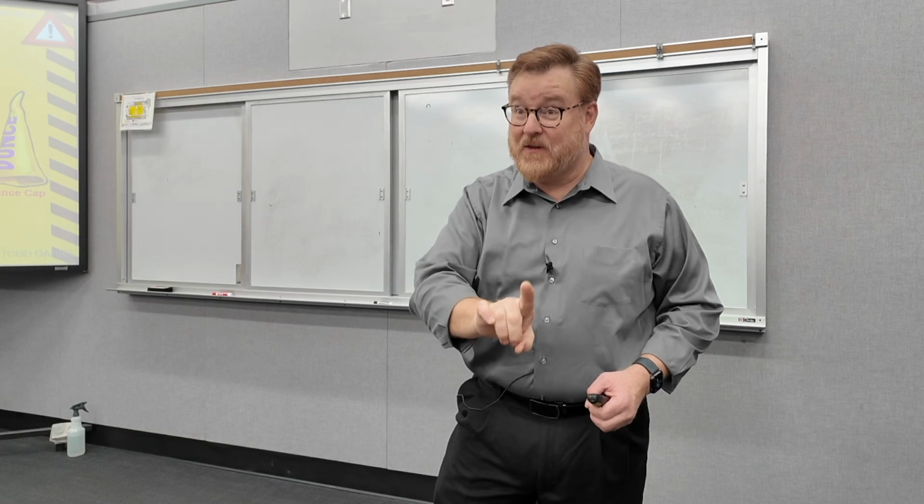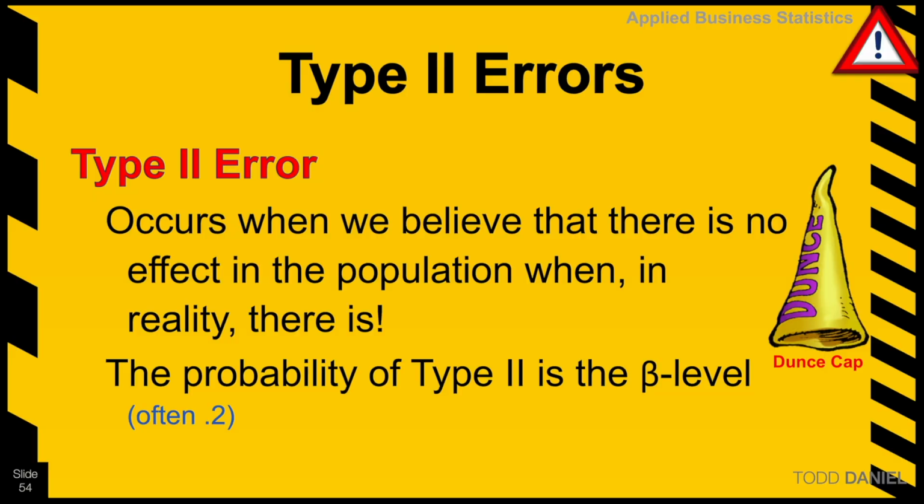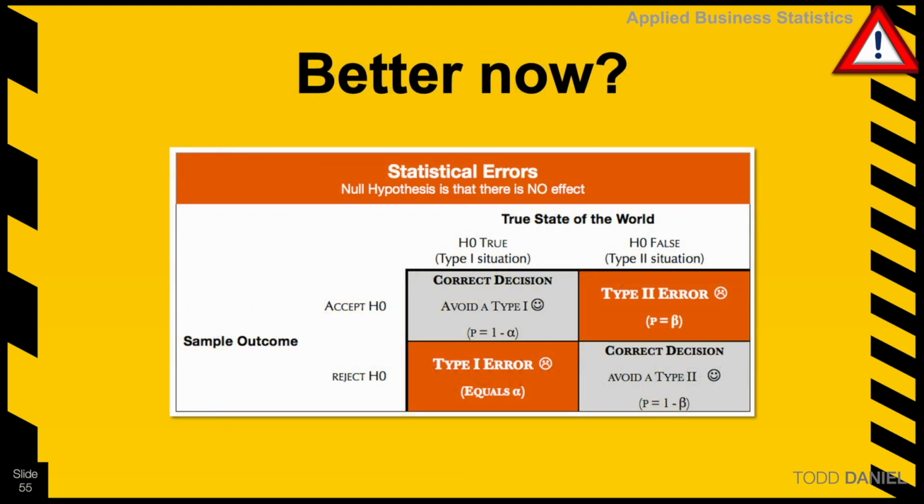So type 1 and type 2. Type 1 is lying, saying something's true when it's not, saying there is an effect when there's not. And type 2, missing something that is really there. So now when you see something like this in a textbook, you'll have a little easier time interpreting that.